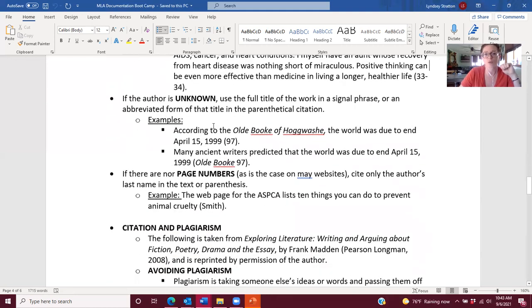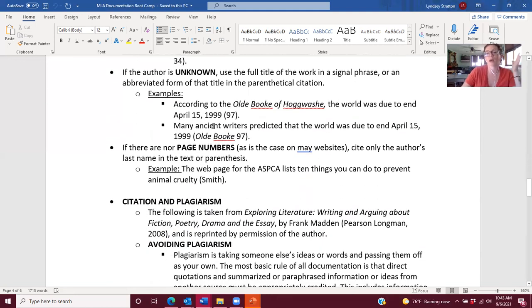Now, if you don't know the author of something, as happens often with many websites, you're just going to use the title for the first time, the full title in the essay, and then after that, you're going to use an abbreviated form of it for parenthetical citations. So for example, according to the Old Book of Hogwash, the world was due to end April 15th, 1999. There's my parenthetical for the page number I found it on. Many ancient writers predicted that the world was due to end April 15th, 1999, and they just took Old Book. My general rule of thumb for this is that if the title of the book is 4 words or longer, then you're going to be abbreviating it.